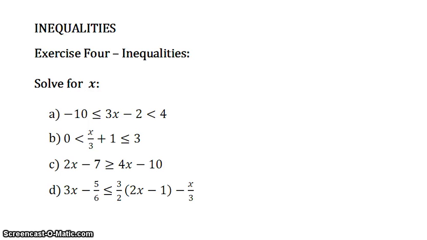Right, let's start with our answers to the inequalities. Now, most of these first two inequalities are going to be ones where they have three sides: one, and then a middle, and then an end. And just remember, whatever you do to one of those parts, you have to do to all three. So let's try the first one.